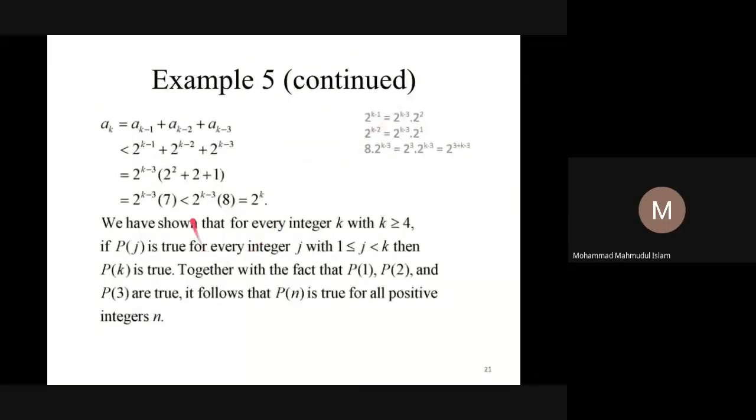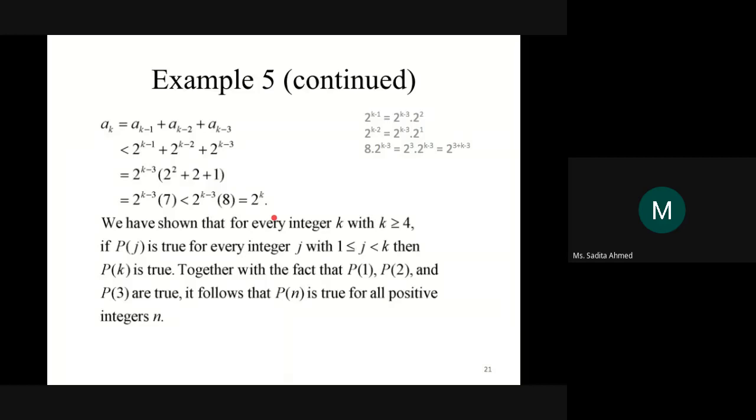Okay. So we have that AK is less than 2 to the power of k minus 3 multiplied with 8. What is 8? 8 is 2 to the power of 3. 2 to the power of 3 is equal to 8, right? So 8 multiplied with 2 to the power of k minus 3 is basically 2 to the power of 3 multiplied with 2 to the power of k minus 3. So base same, add up the power, what do you get? 3 plus k minus 3. And what do you get from that? 2 to the power of k. So finally we are here where AK is less than 2 to the power of k.